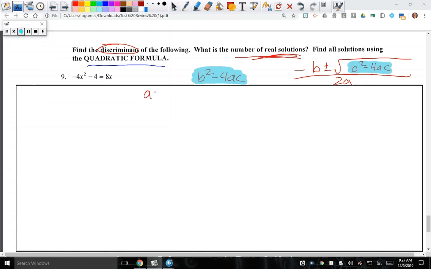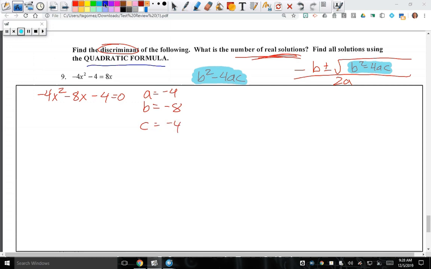Okay, what's a? Negative 4. What's b? Negative 8. Good job, because you have to first set this equal to 0 and then interpret a, b, and c. Alright, so getting back, we do have to set it equal to 0, then we list a, b, and c. In this form, b would be negative 8 and c would be negative 4.